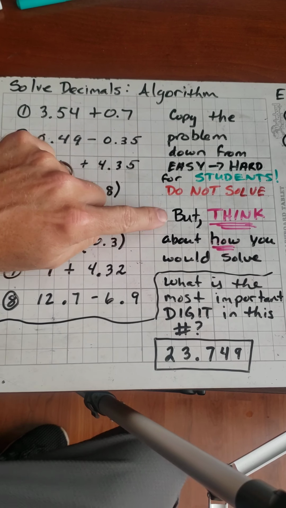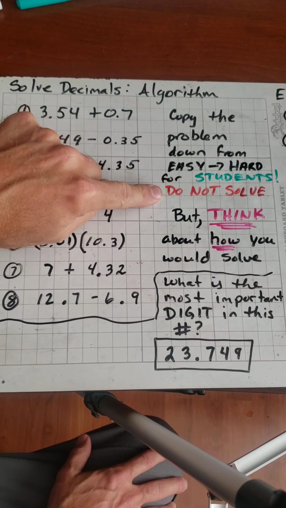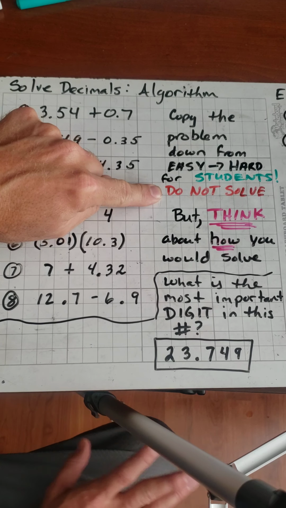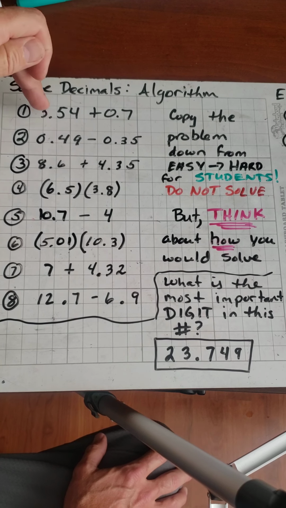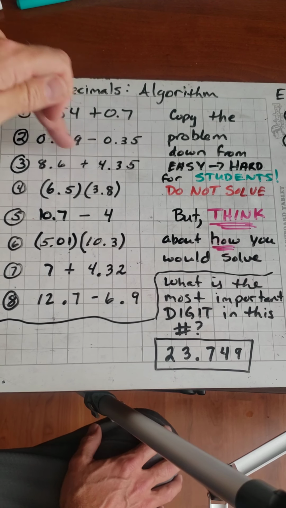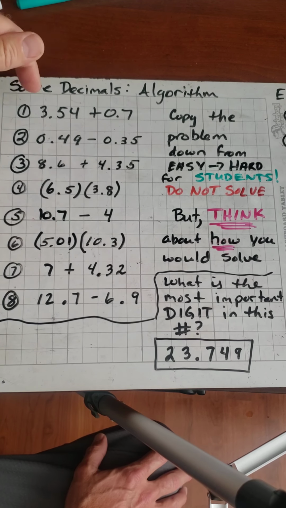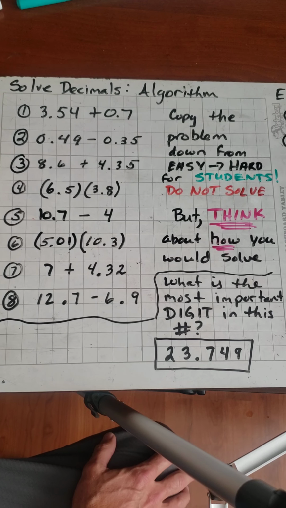Now here's the thing. You do not have to solve these. I don't care if you solve them. We're going to go through them here in just a minute. So don't necessarily solve them. Just rank them. Write down the problem, the easiest problem to the hardest problem. And it is very important to write down the problem. And I'll explain why in a little bit.